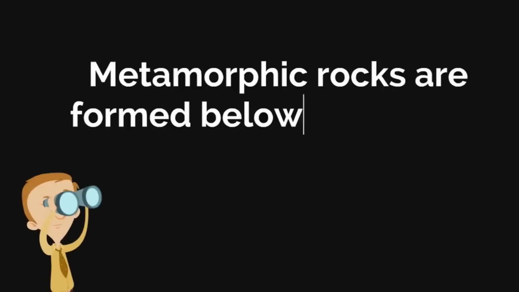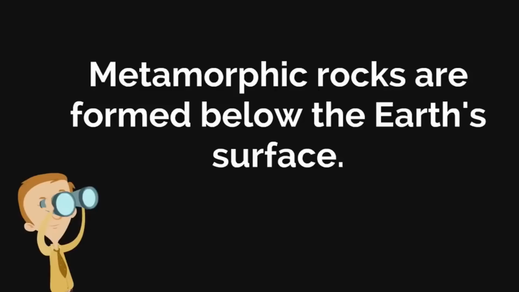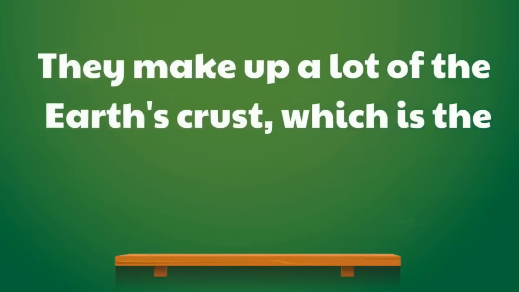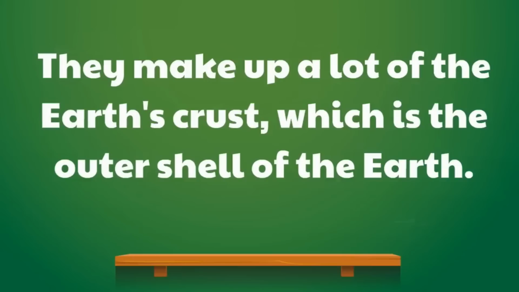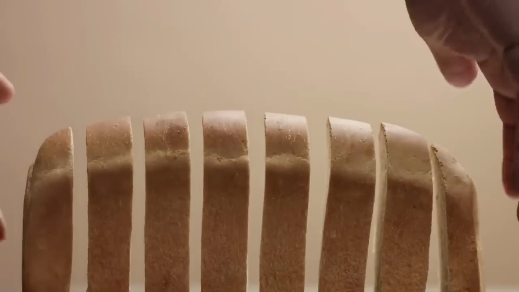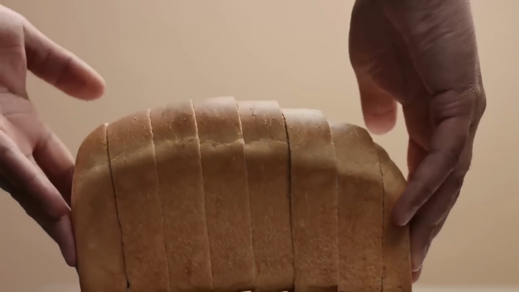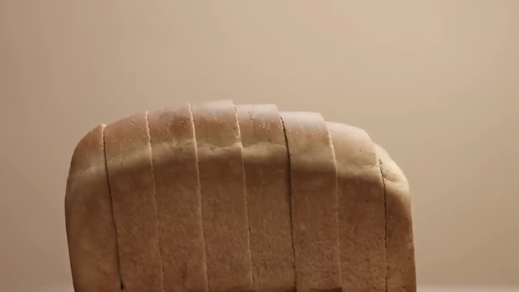Metamorphic rocks are formed below the Earth's surface. That's cool. And here's the thing, okay? They make up a lot of the Earth's crust, which is the outer shell of the Earth. Much of the Earth's crust is made of metamorphic rocks. So we're not talking about this type of crust. We're talking about the Earth's crust, okay?